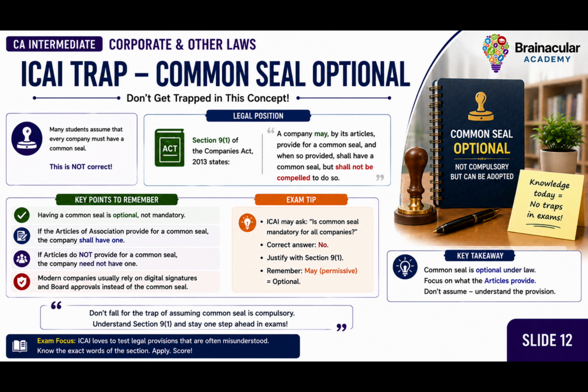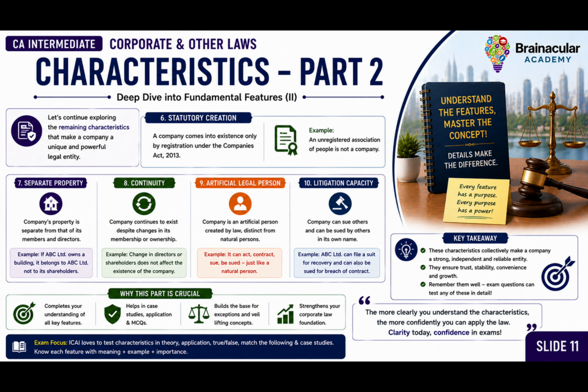Now we'll talk about why it became optional. Because modern companies, they operate digitally. Physical seals are impractical. Authorized signatories, which might include 2 directors or 1 director plus CS, they serve the same purpose. Next feature is transferability of shares.